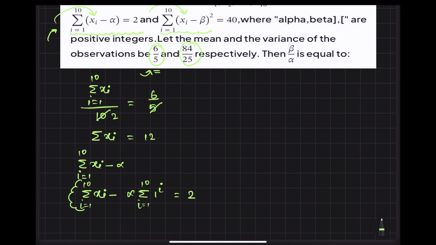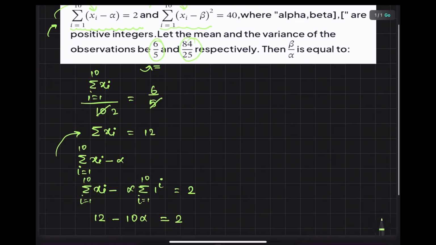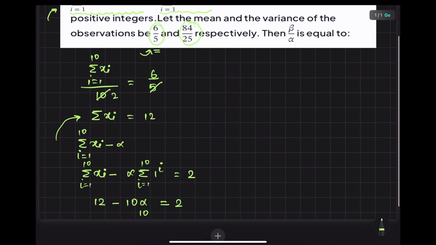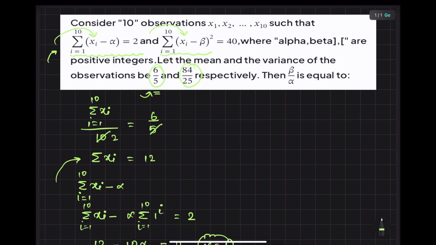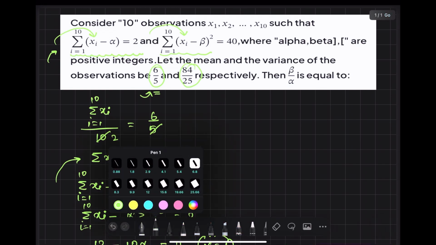Now observe this entity. Do you know this person? Yes, summation of all the elements. So it is 12 minus 10 alpha equals 2. So can I write 10 alpha equals 10? Therefore, the value of alpha will become 1. Is that okay? I hope till this part you guys are comfortable.